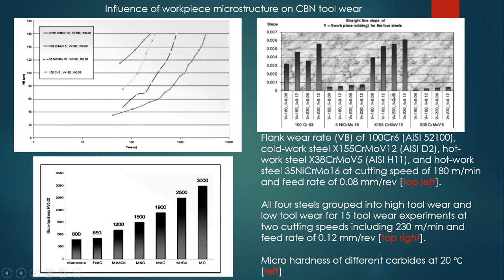Furthermore, the plot at the bottom shows the different hardness for the different types of carbide. It can be seen that M7C3 has a very high hardness. So it can be suggested that it is the high hardness of the M7C3 carbide that is causing the high tool wear rate in the case of these materials.